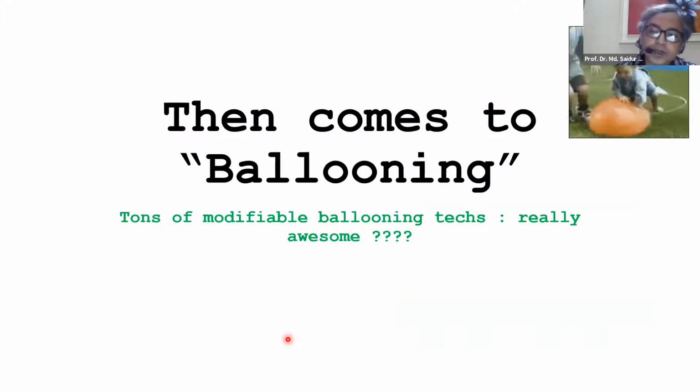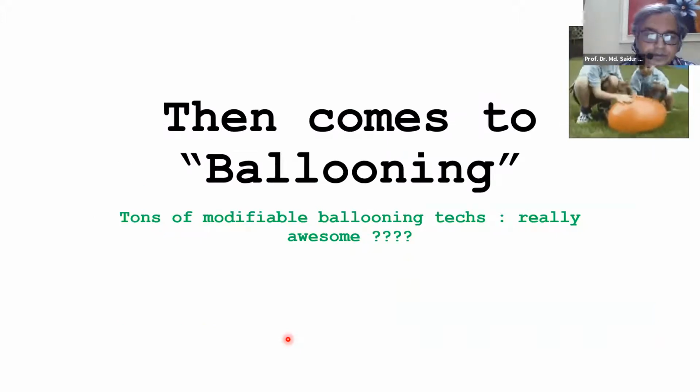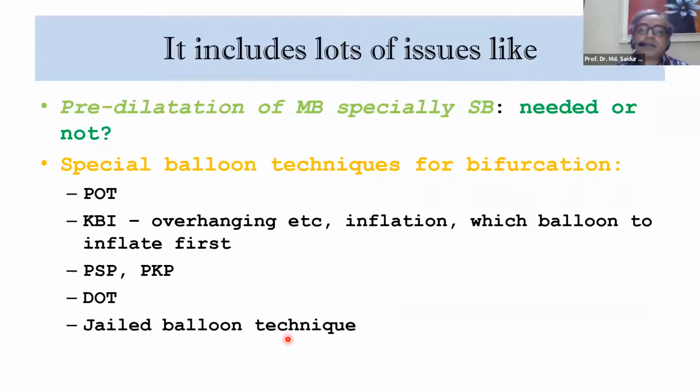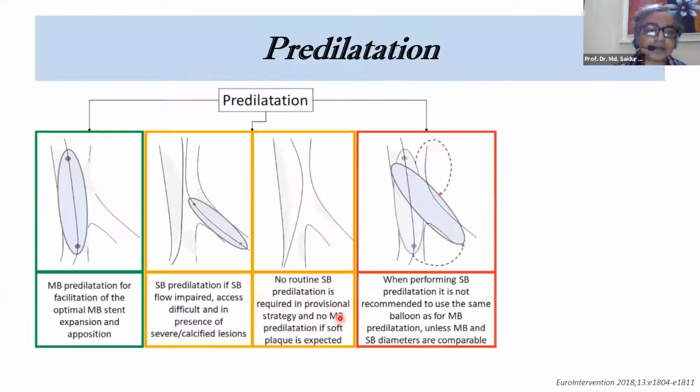Then comes the ballooning after finishing the wiring, tons of modifiable ballooning techniques, really. And it's really awesome. Pre-dilatation of the MB and especially the SB, needed or not, is a controversial issue yet, but that is common for any PCI. But special balloon techniques for bifurcation like POT or proximal optimization technique, kissing balloon inflation or KBI, and PSP like POT-kiss-POT or POT-side-POT, and DK and the jail balloon techniques. These are the special things which have been introduced in the bifurcation PCI and made it very special.